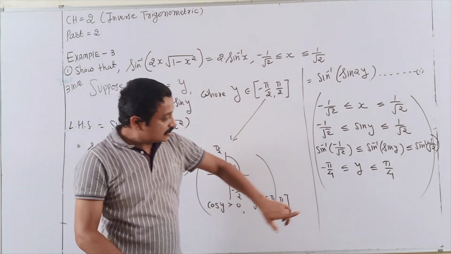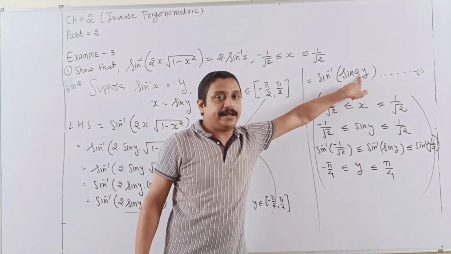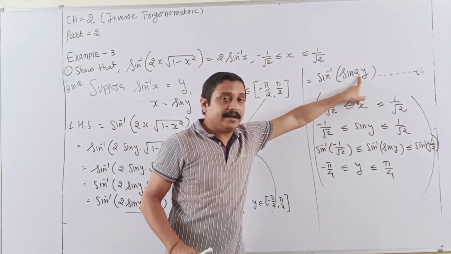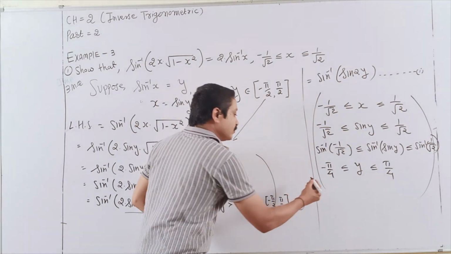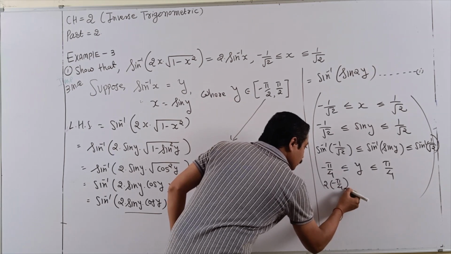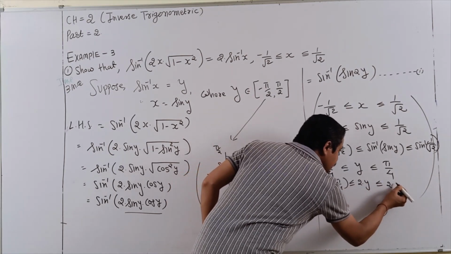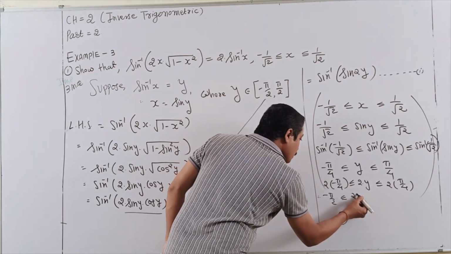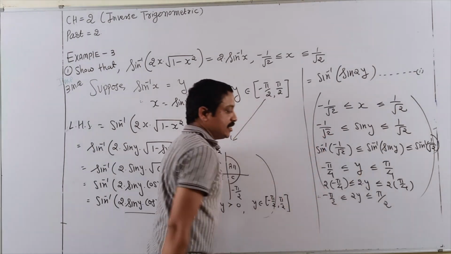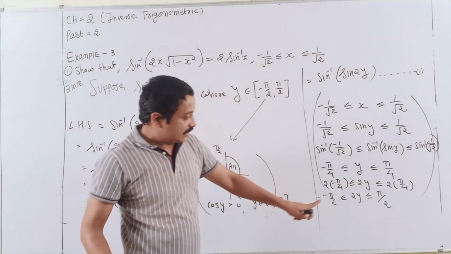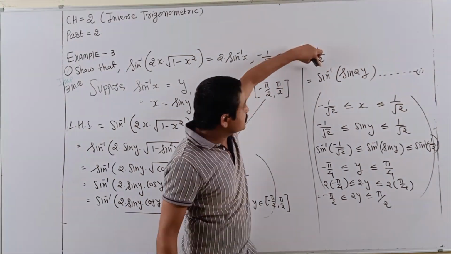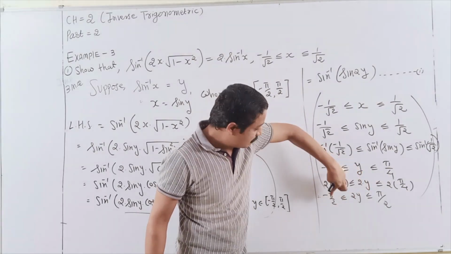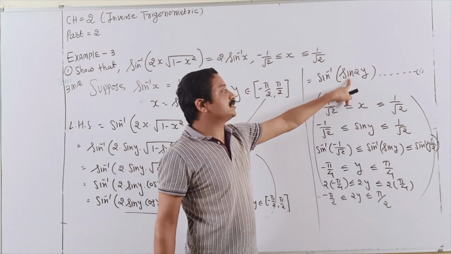But students, this y value I am checking in 2y. This y value is in range, but I am checking in 2y. That's why I multiply by 2 in each case. 2 and 2 multiplying to each case. So definitely you get minus 90 to plus 90. Yes, finally done. This 2y range belongs to the sine inverse range. One more time, this 2y range, minus 90 to 90, belongs to this range.